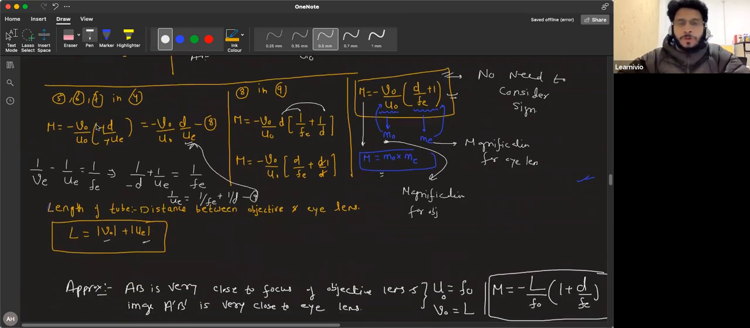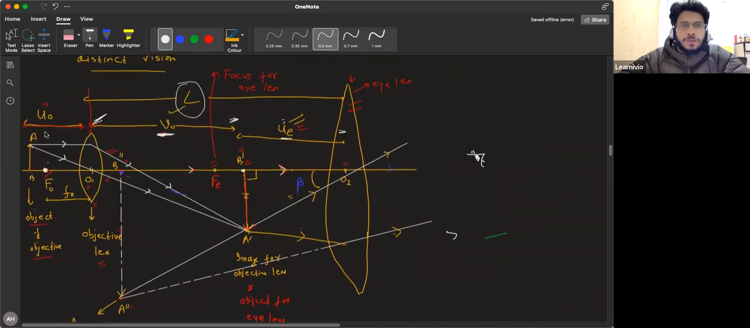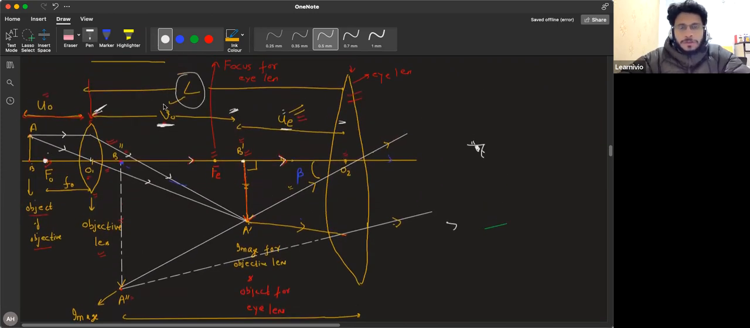Okay. The next is the approximation that you can take this object AB to be very close to the focus. So if this object AB is very close to the focus of objective, that means your object distance is equal to F naught. And this is your image distance. This image A prime B prime. The next approximation is this image is very, very close to the eye lens.